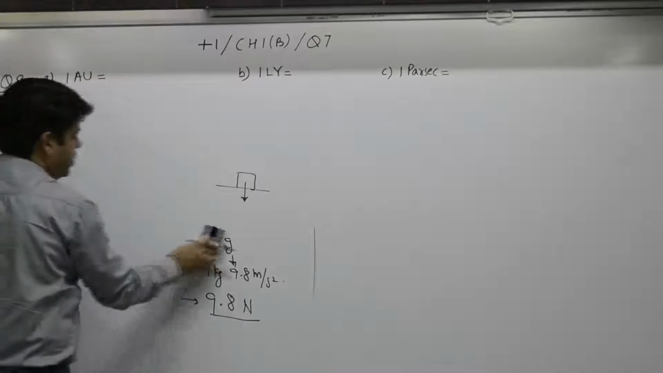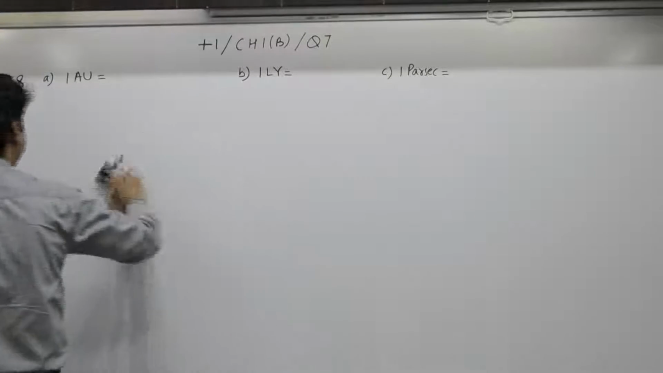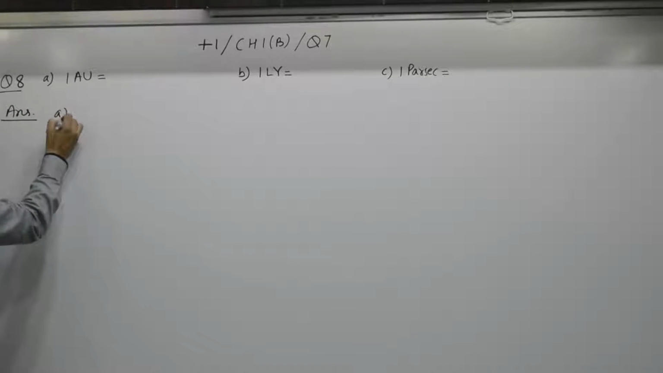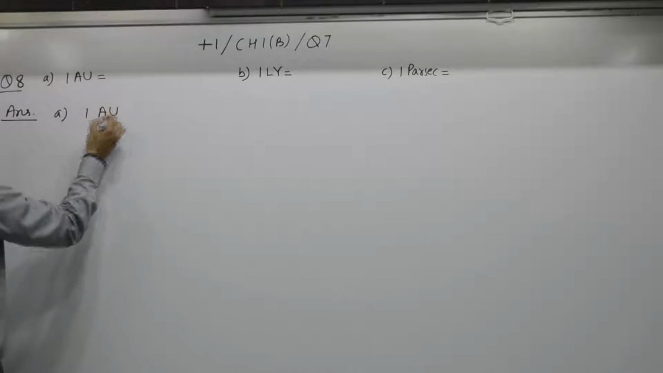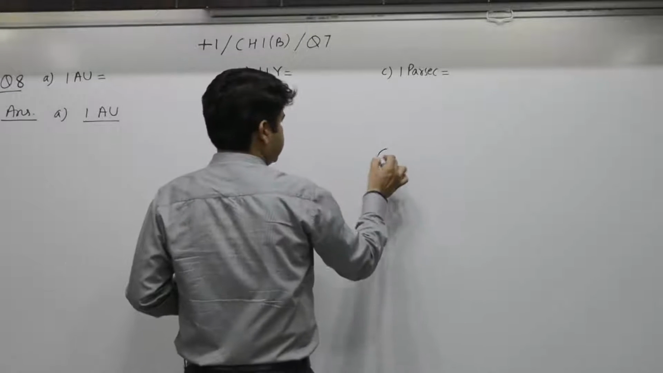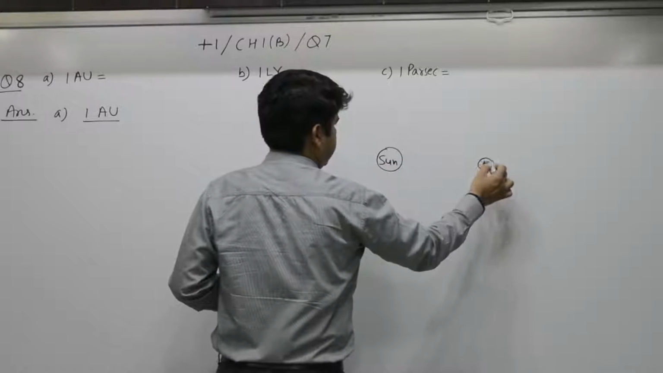Question number 1. All the three represent what? Units of? Yes, distance, length. So, first we take up 1 AU. 1 AU is what? Average distance between Sun and Earth.